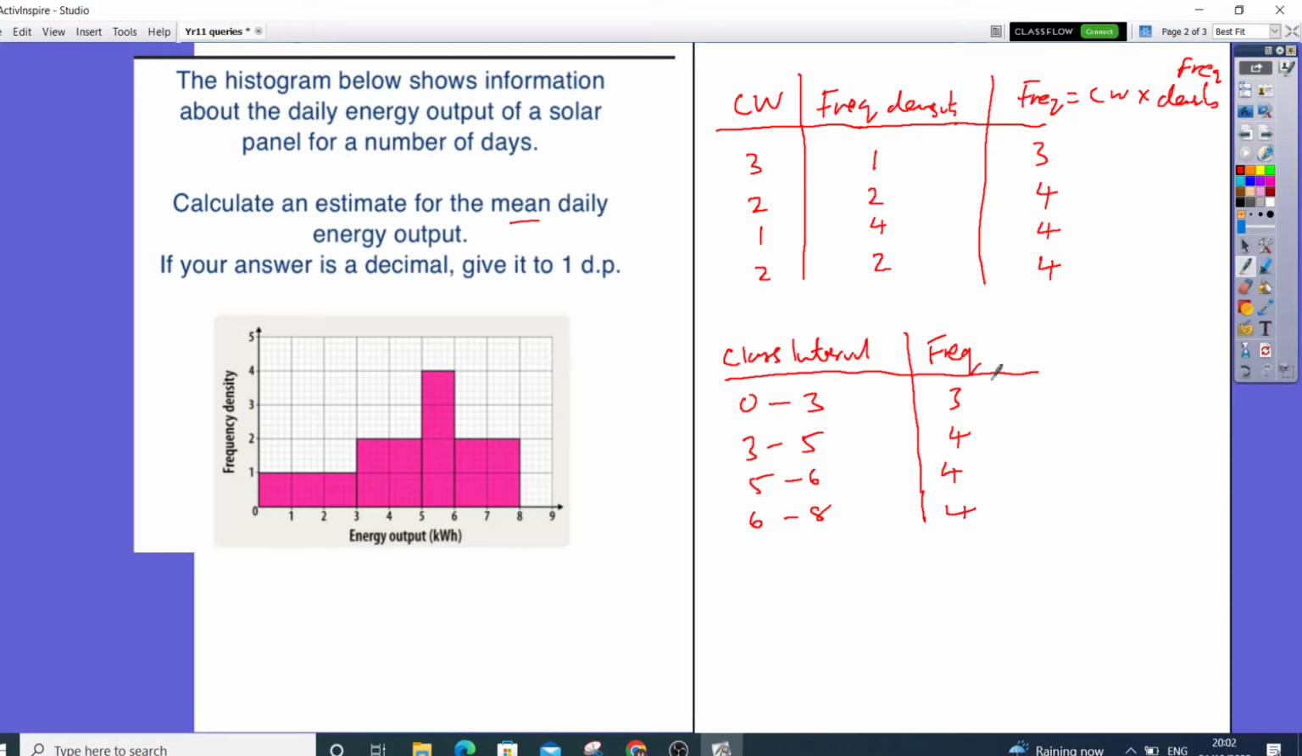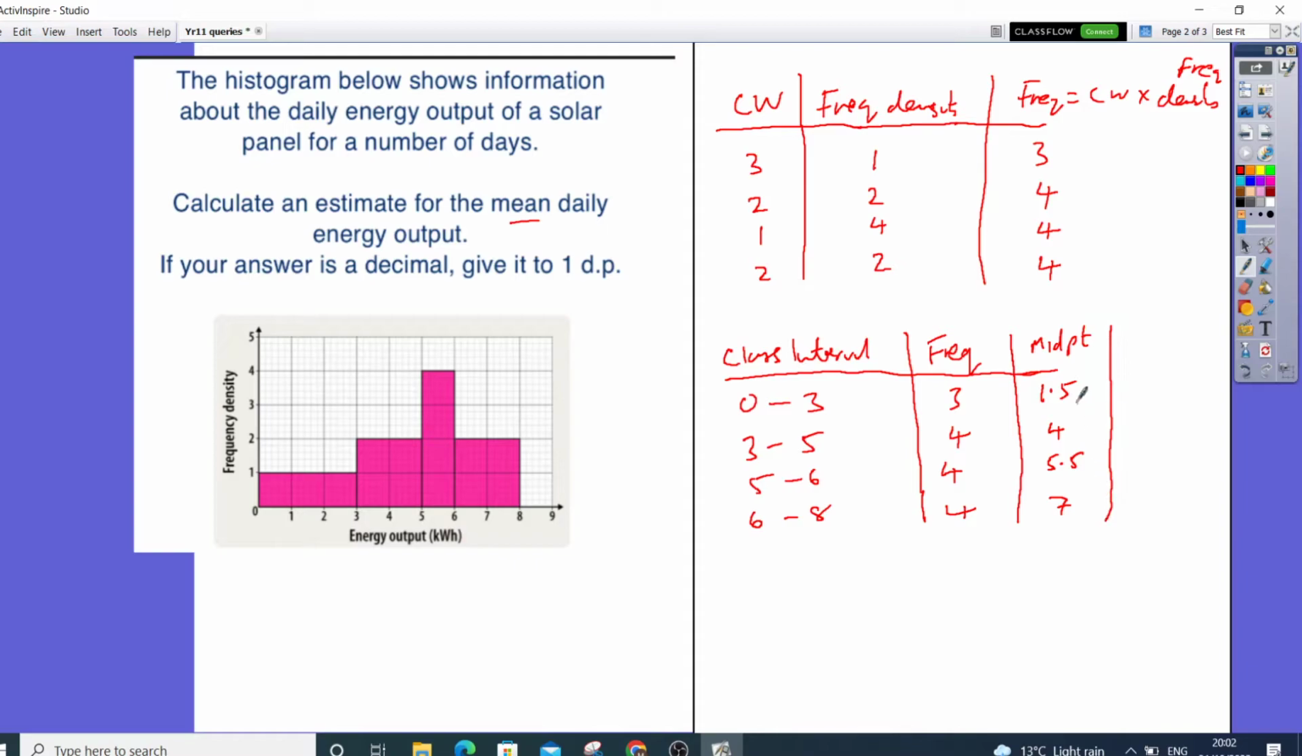Okay, now when we're doing this, first of all, we need to get a midpoint. So from here, the midpoint, bang in the middle, so that plus that, half it will be 1.5. The midpoint here will be 4. Add these together, will be 11. Half 11 is 5.5, that's the midpoint. And the midpoint here will be 7.